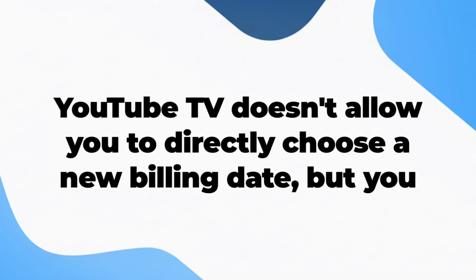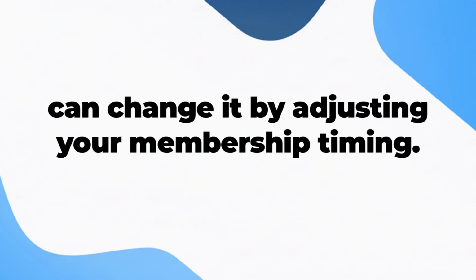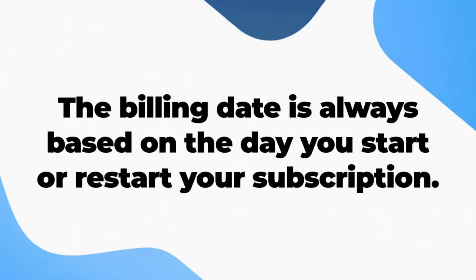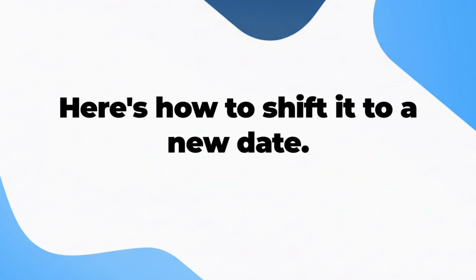YouTube TV doesn't allow you to directly choose a new billing date, but you can change it by adjusting your membership timing. The billing date is always based on the day you start or restart your subscription. Here's how to shift it to a new date.